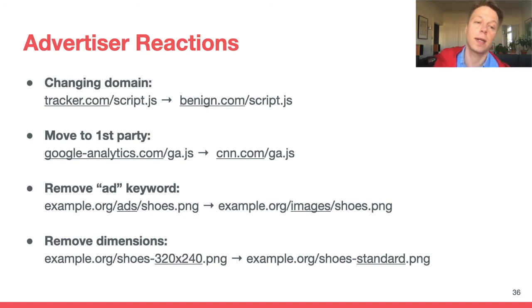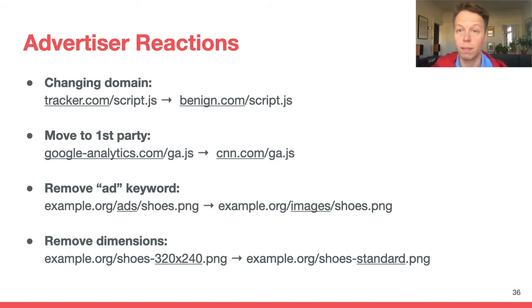We found 4 different types of advertiser reaction. The simplest one was changing the domain. Advertisers who wanted to get around EasyList would just move their resources from a domain that was blocked, say tracker.com, to a domain that was not blocked, say benign.com, and that would get them around the filter list. Another possibility, a subset of this, was to move it from whatever domain where it was being blocked to the first party. So instead of changing between third parties, it would move from a third party to the first party. A third case was to remove certain distinguishing ad keywords from a URL. If a URL had the word ad in it, for example, the advertiser might just replace that with images or something less identifying.